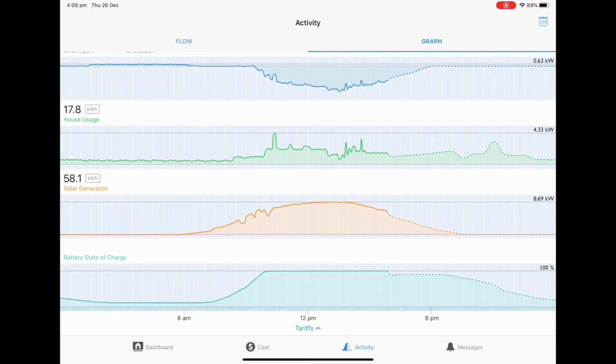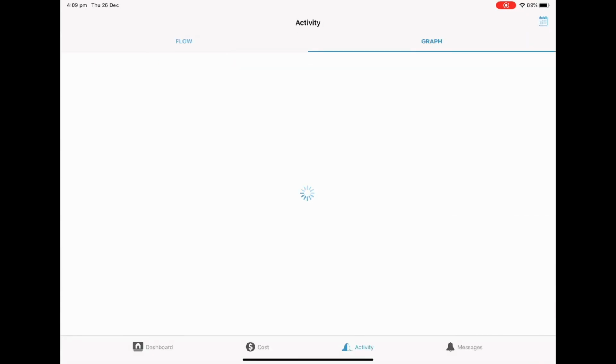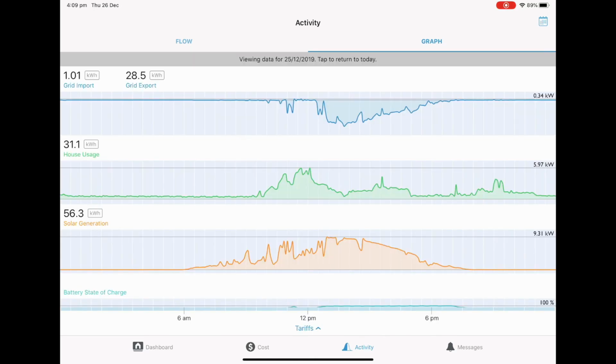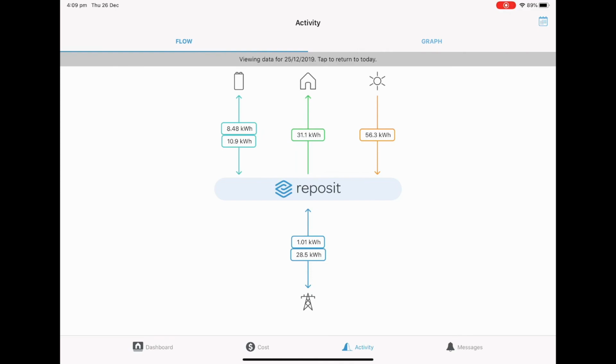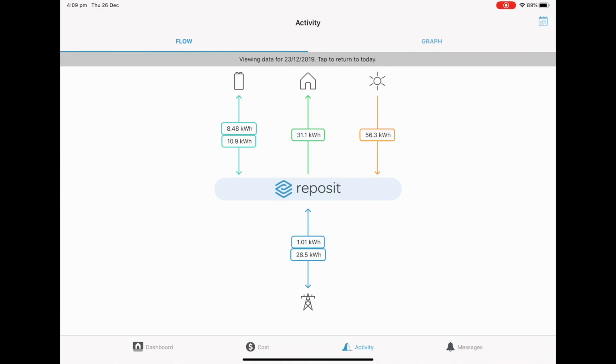Now up in the top right corner you've got a date picker, so you can actually go back and have a look at previous days, and that's basically what happened yesterday. And same thing for flow. That gives you the flow for the day, so you can go back and check any of those days. So it's the 23rd. So you've got that for the flow and the graph, so you can really go in and see.